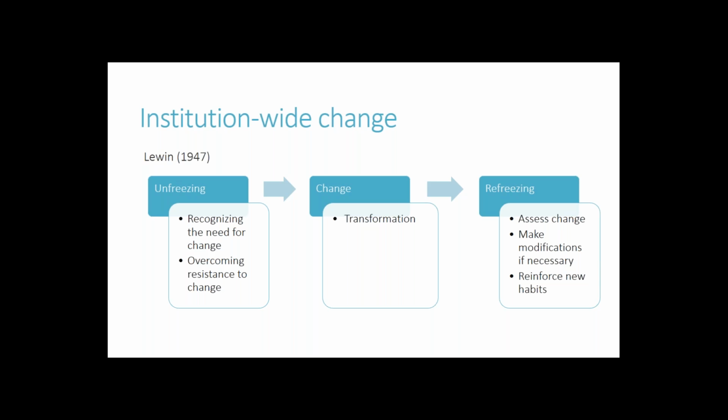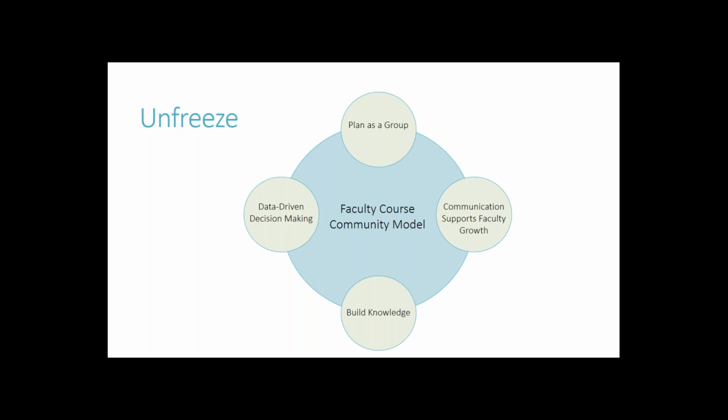So in our project, if we look at the 3 different steps, the first being unfreezing, we created a faculty course community model. All of the faculty that were teaching this class in a particular semester were invited to participate in a course community that met every 2 weeks during the fall semester and then every 2 weeks during the spring semester. The purpose of the course community was to eventually implement the change to active learning.